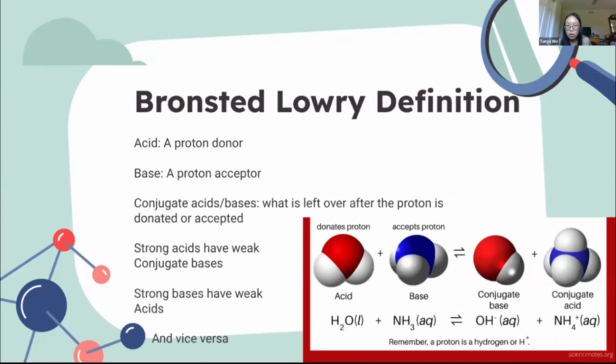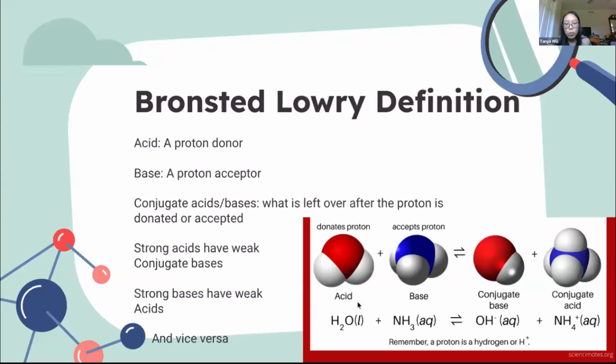So there's also the Bronsted-Lowry definition, where an acid is a proton donor and the base is a proton acceptor. Conjugate acids and bases are what's left over when the proton is accepted or donated. And strong acids have weak conjugate bases, strong bases have weak conjugate acids, vice versa.